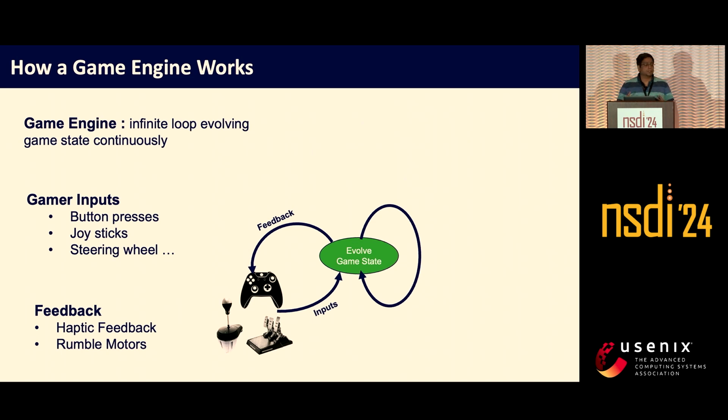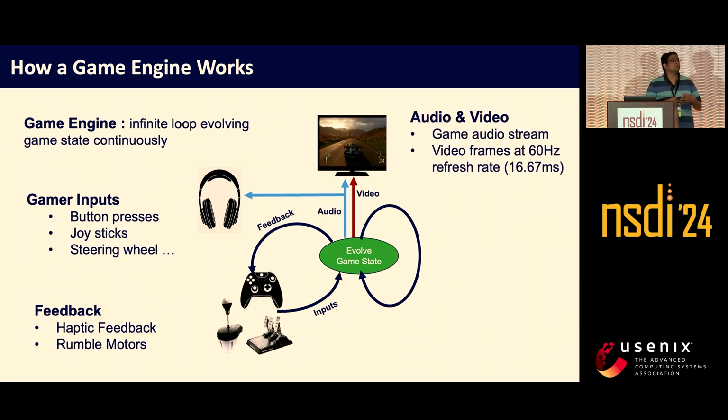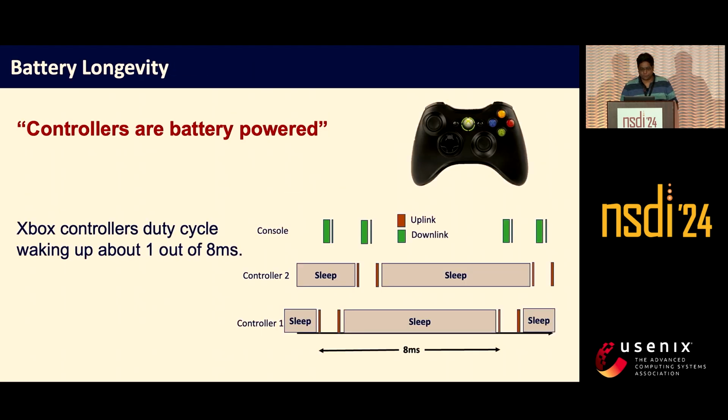Sometimes, you also get feedback from the game engine. For example, let's say a bomb explodes. You'll see some vibrations in your gaming controller. That's because haptic feedback has been transmitted from the game engine back to the controller. Last but not the least, audio and video frames are generated, some of which go to the screen, some of which go to the headset, and so on. So this is roughly how a game engine usually functions.